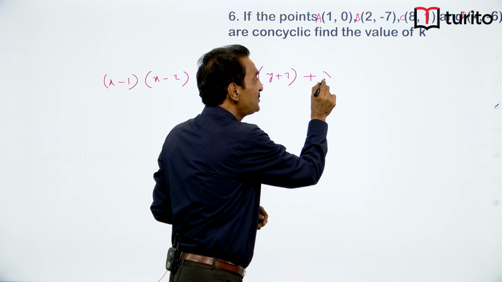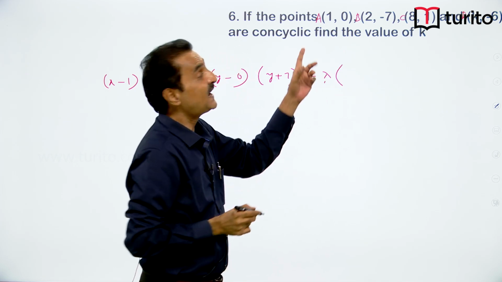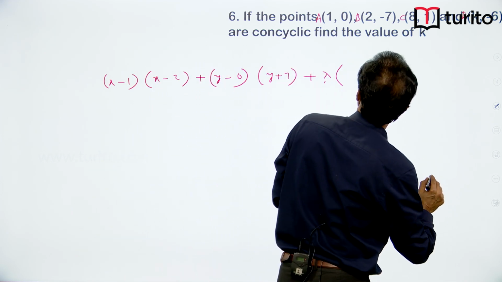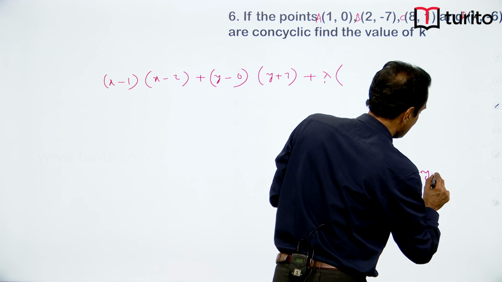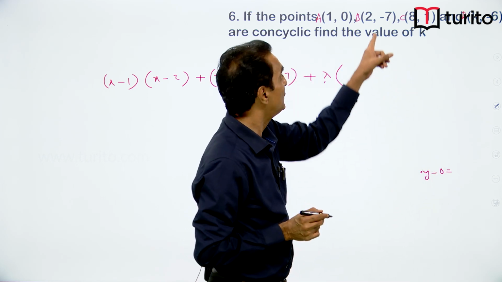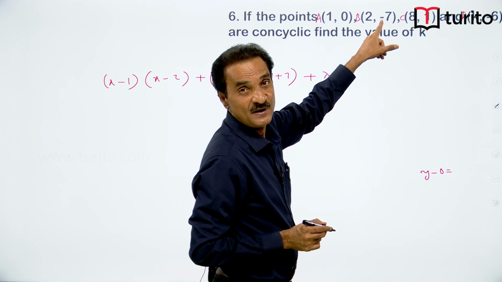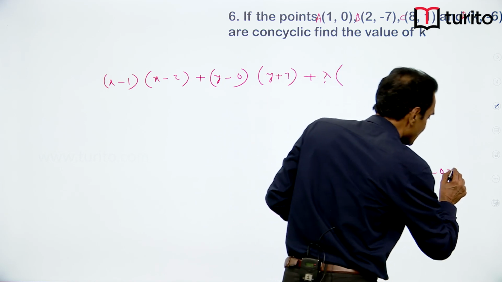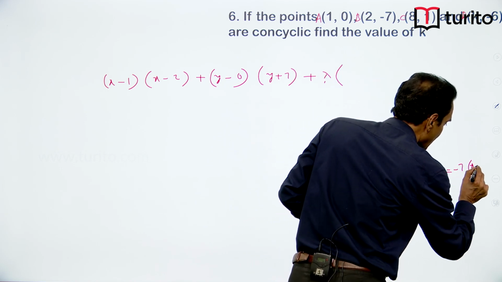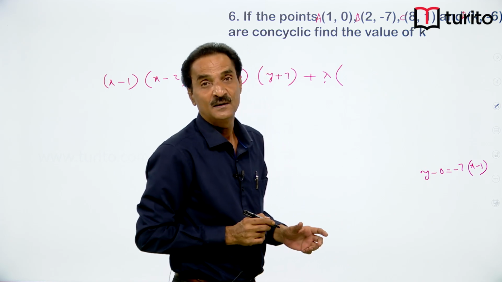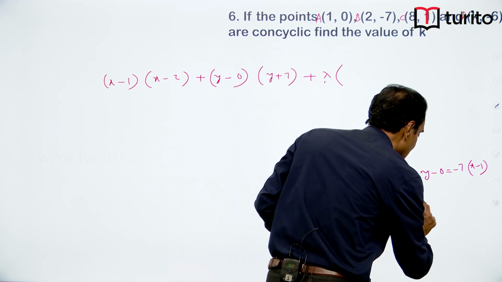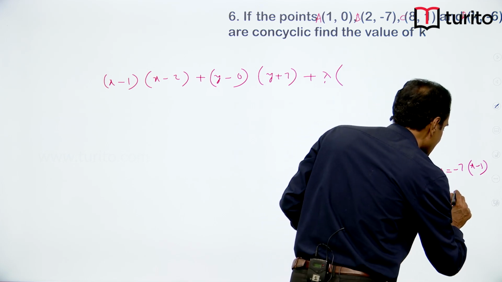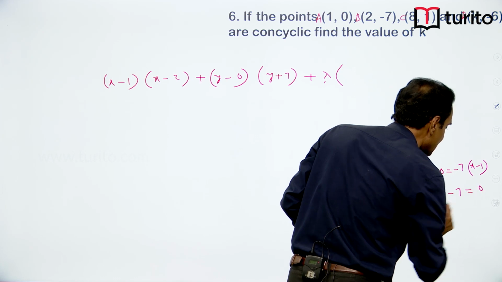plus lambda into the equation of the line AB. What is the equation of the line AB? Let us calculate separately. y minus y1, y minus 0 is equal to the slope of AB, which is minus 7 minus 0 by 2 minus 1, that is minus 7, into x minus 1. We get 7x plus y minus 7 is equal to 0.